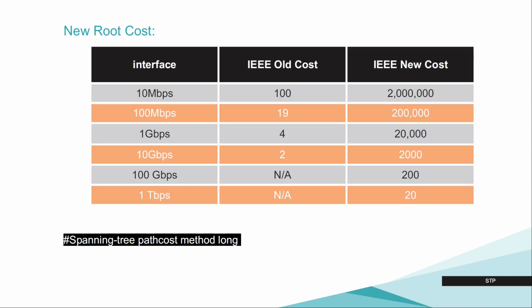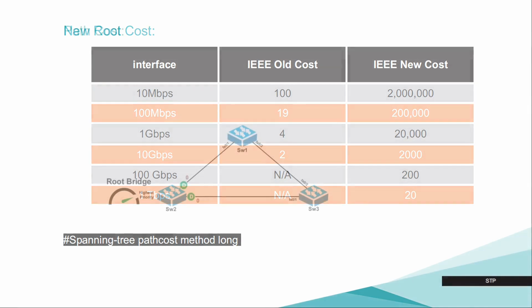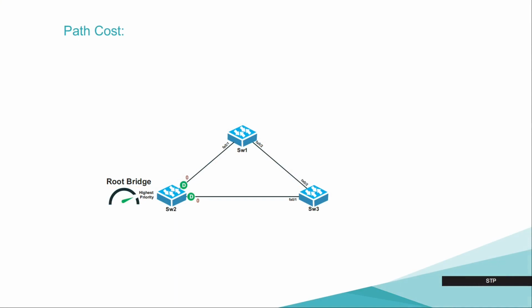By default, Cisco switches will use the old cost. In order to apply the new cost, we have to put the command spanning-tree pathcost method long on our switch. So let's continue with our example. In our example, switch 2 becomes the root bridge in our network. So for root bridge interfaces, the root cost will be 0. Also, the root bridge ports will be in a state called designated.